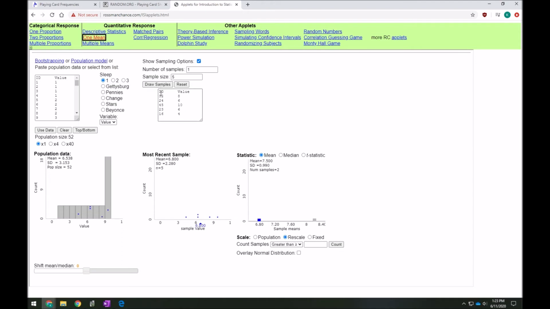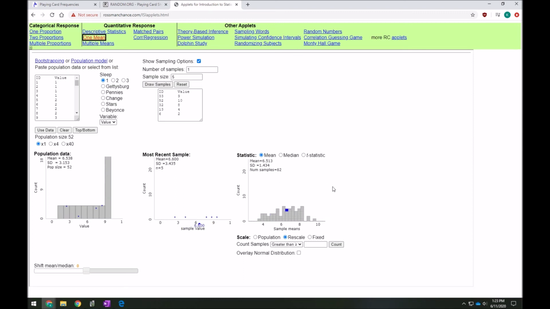I could continue to do this. Notice this time I get a value of 8, 6, 10, 6, and 4. That gives me an average of 6.8, and I can put that in my picture. And I could continue to do this a whole bunch of times. Notice that in my picture over here, I'm adding in all of my different samples, so I can begin to see the things that happen a lot and the things that don't seem to happen a lot.